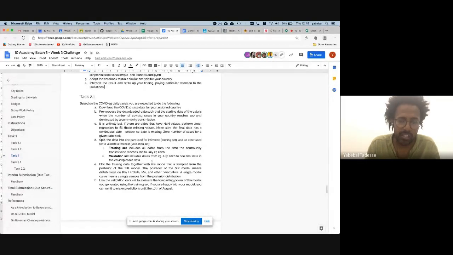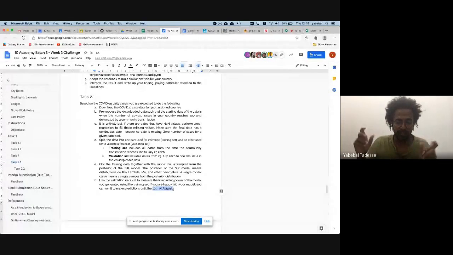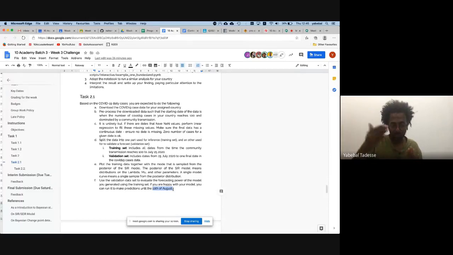Okay, exactly. The validation is up to the date that you made the model, which is today. Then the test will be the next days, just until the 10th of August. From the date that you produce the model to the 10th of August will be where you test your model, because you don't have the data. You will predict for that, and then compare whether your model performs or not.